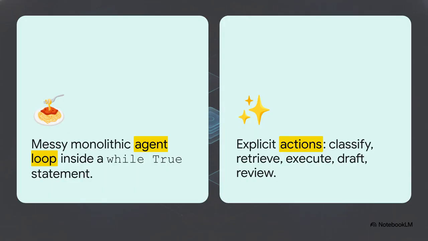Think about a typical agent loop. A massive while-true loop stuffed with if statements is an absolute nightmare to debug. But by exploding that giant action into distinct nodes, like classify intent, retrieve context, execute tool, draft answer, human review, and final response, your graph suddenly becomes the actual living documentation for your business logic.